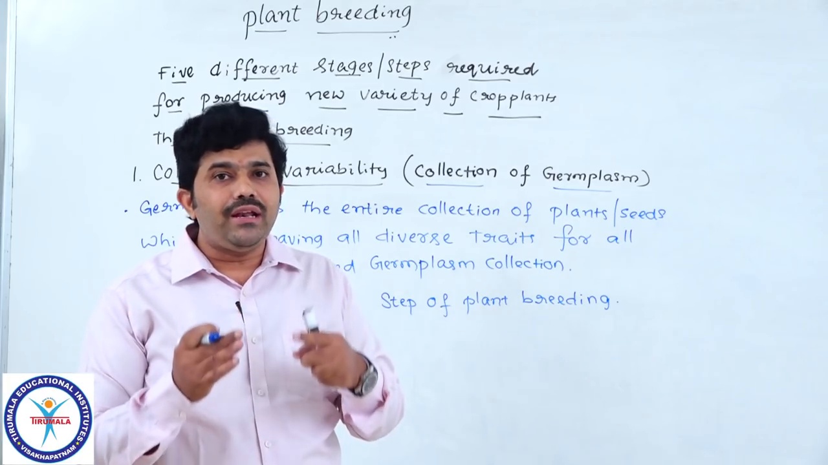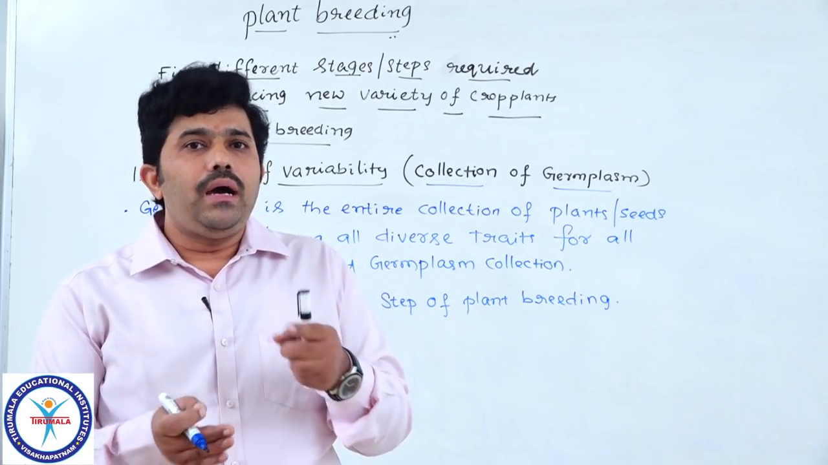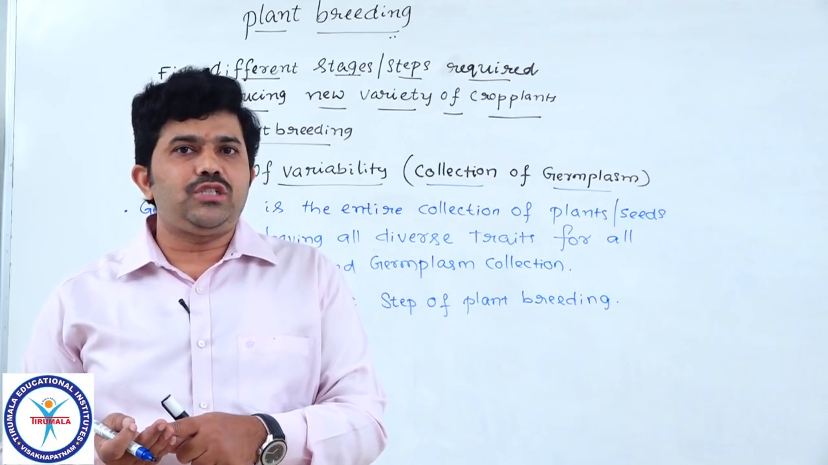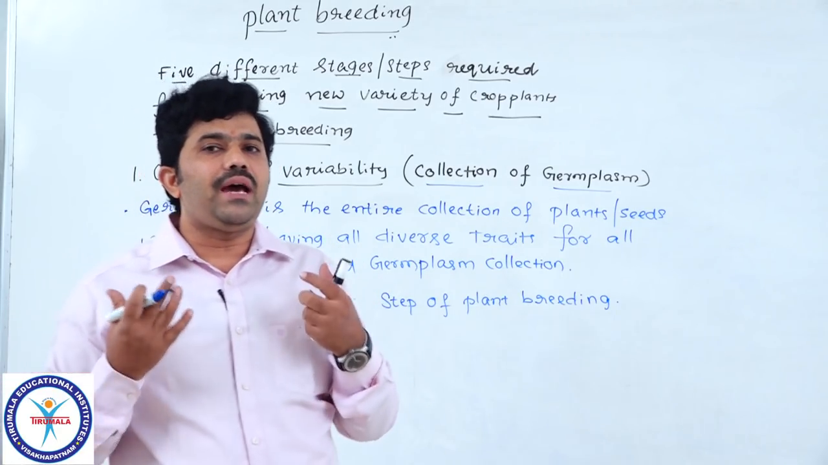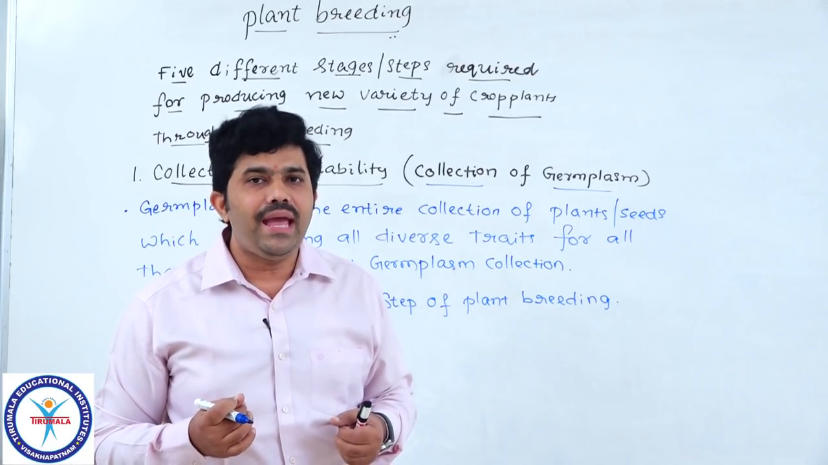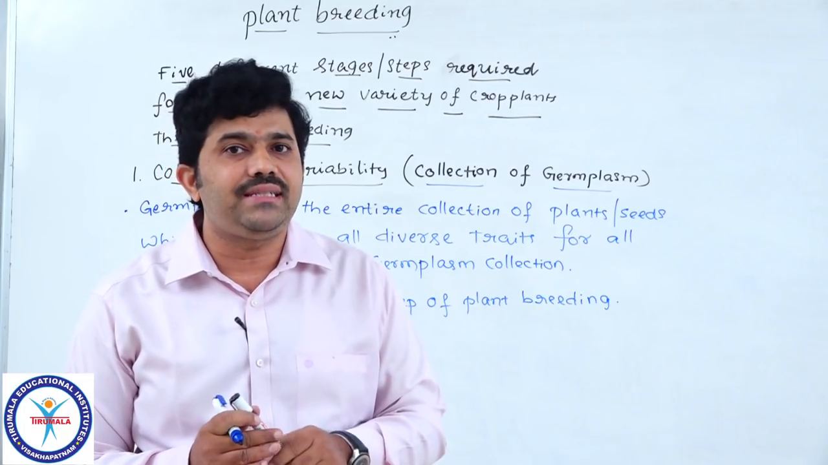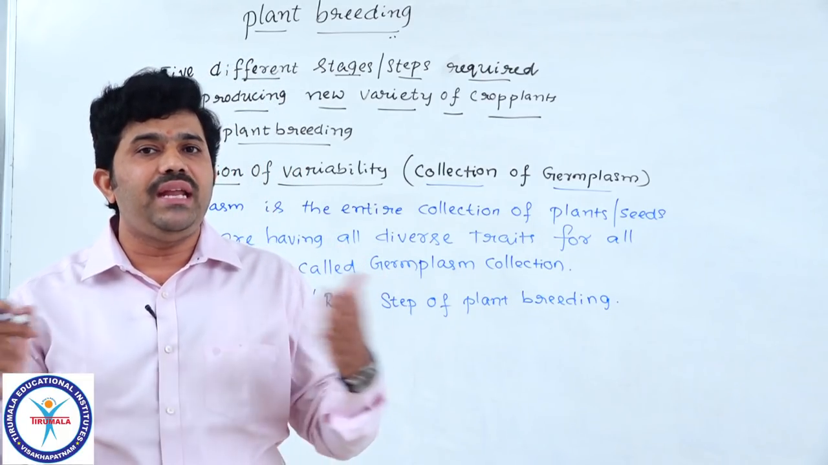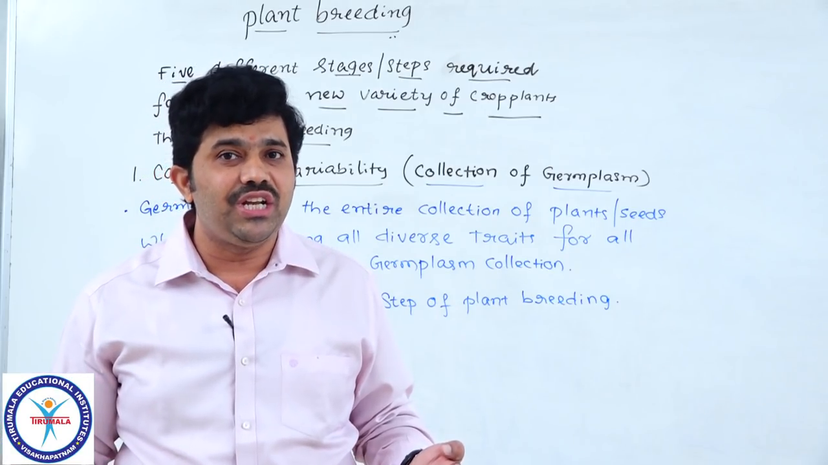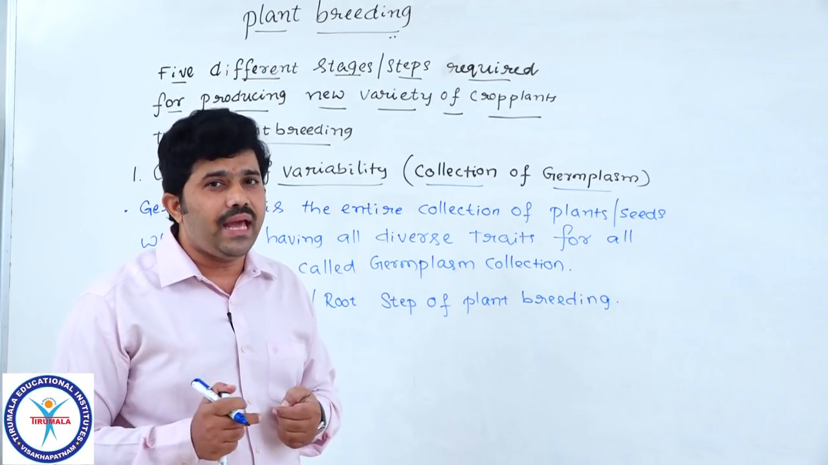That particular crop variety has not been improved before by any other methods. So what is it? Pure plants, pure lines, we are going to collect. Pure lines means plants with wild characteristic features, where whatever natural selection occurred happened without any artificial hybridization. Such plants are collected by observing their characters.